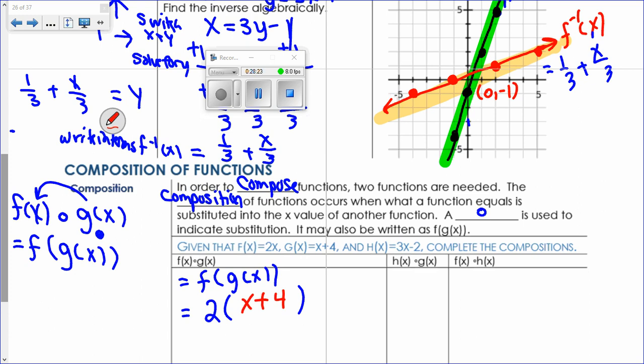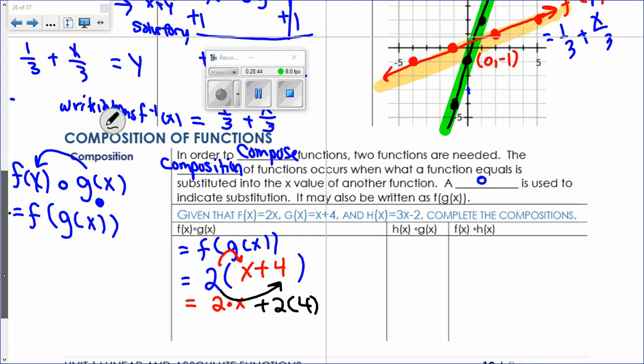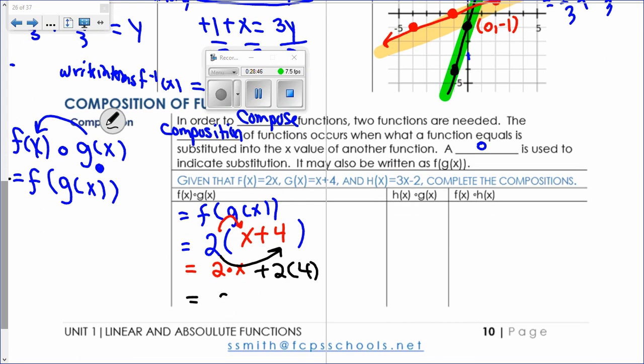What's 2 times x? 2x. If you can't remember how to distribute, you distribute the 2 to the x, it becomes 2 times x. And then you distribute the 2 to the 4, it becomes plus 2 times 4. Final answer, 2x plus 8. This is your final answer here. That's what a composition does.